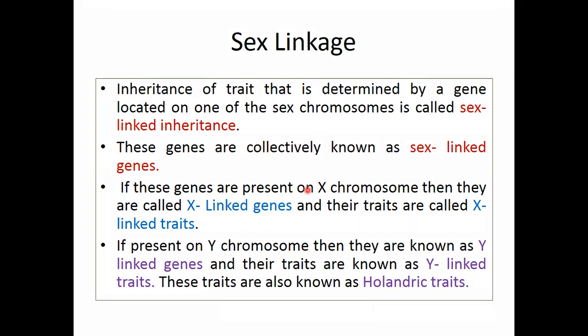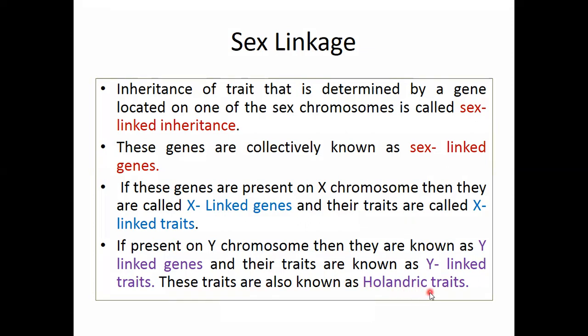If these genes are present on the X chromosome, then they are called X-linked genes, and the traits controlled by X-linked genes are known as X-linked traits. And if genes are present on the Y chromosome, then they are known as Y-linked genes, and these traits are known as Y-linked traits. Y-linked traits are also known as Hollandric traits.